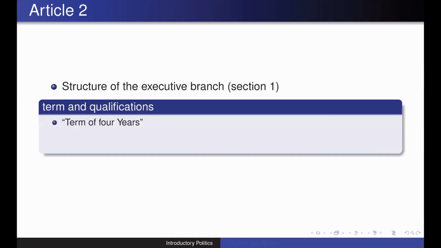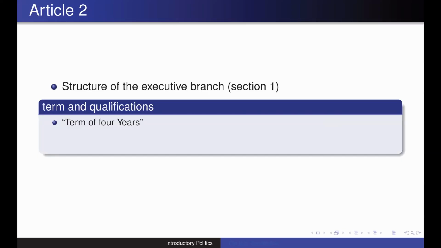Article 2. Article 2 is going to talk about the structure of the executive branch. When it comes to the structure of the executive branch, Article 2 is going to do a lot of the same kinds of things that Article 1 did for the Congress. It's going to set out the terms of office, how that person is chosen, how long they serve, and what their qualifications are. And so we're going to mention these same kinds of things here.